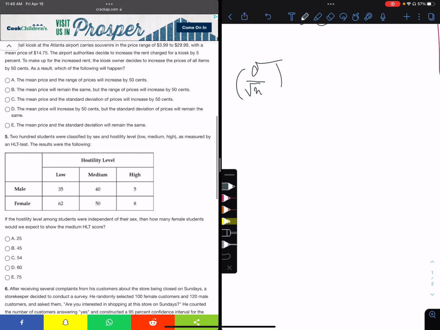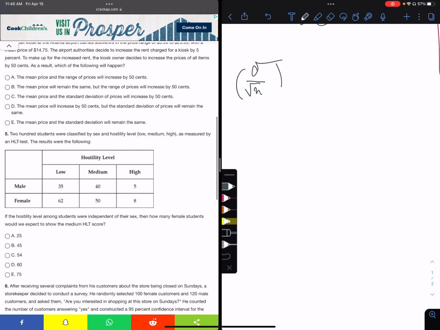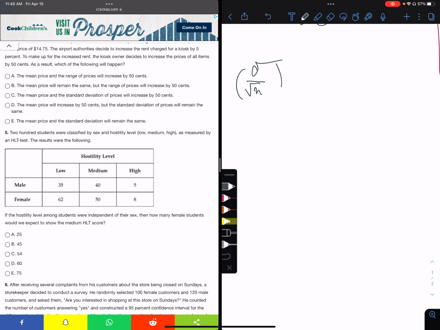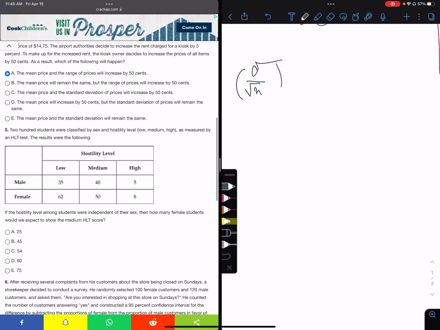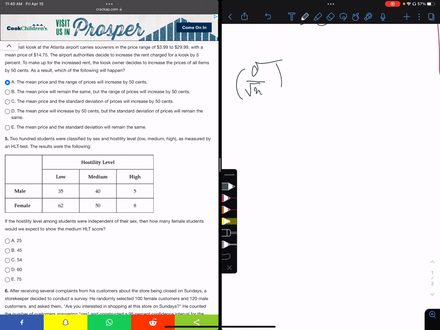I thought this was economics for a second. My brain just did U-turns and, alright, demand shifts. Shifts in demand. Alright, mean price, range, by 5%. Mean price will remain the same. Mean price will not remain the same. The standard deviation will remain the same, if anything. Yeah, okay.